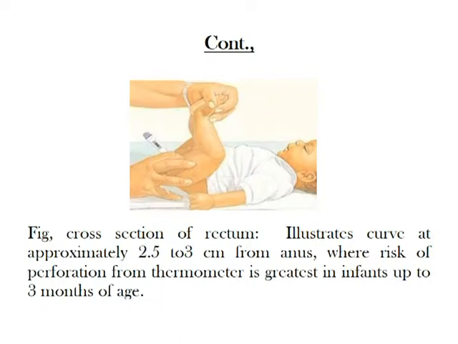This is a cross section of the rectum that illustrates a curve at approximately 2.5 to 3 cm from the anus, where the risk of perforation from the thermometer is greatest in infants up to 3 months of age.